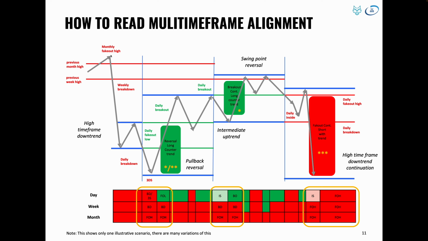So here, as an example, we are coming out of a monthly fake out high, weekly breakdown, higher time frames bearish, also daily breakdown. Then you see here day, week, month, all bearish. But then we get a daily fake out low here. So you potentially take a long trade, fake out low, but the higher time frames are still bearish. So this is a pullback reversal, low quality trades reversing against the higher time frame trend. And you see that here the week and month stay bearish, but the day is bullish.